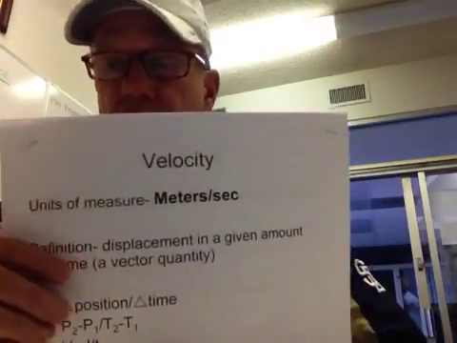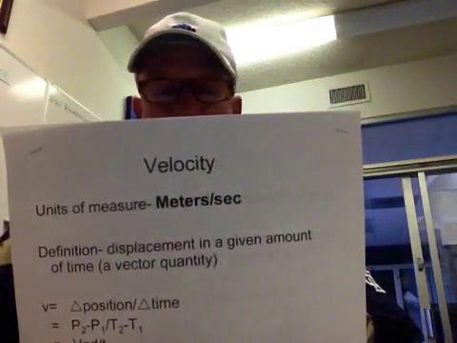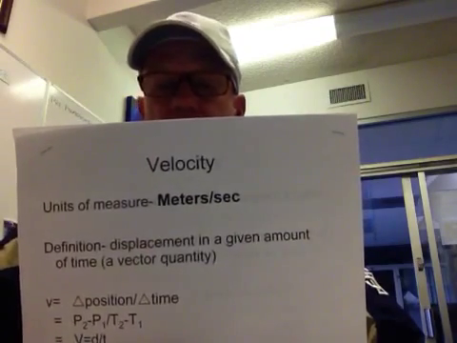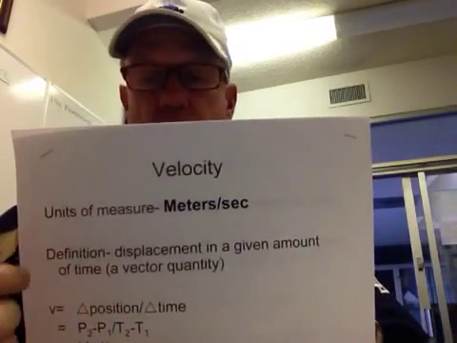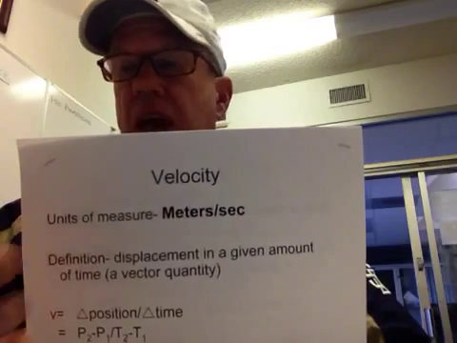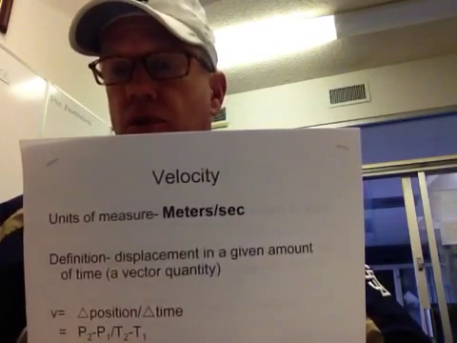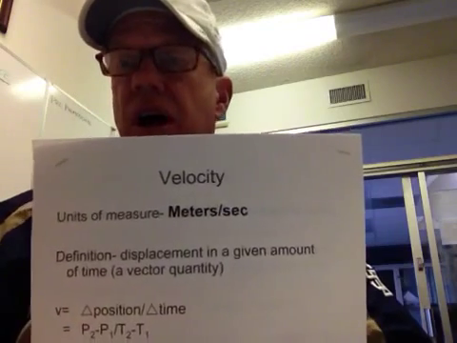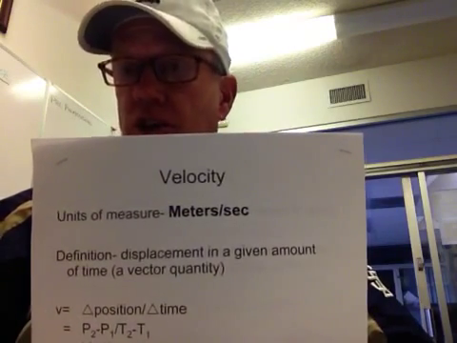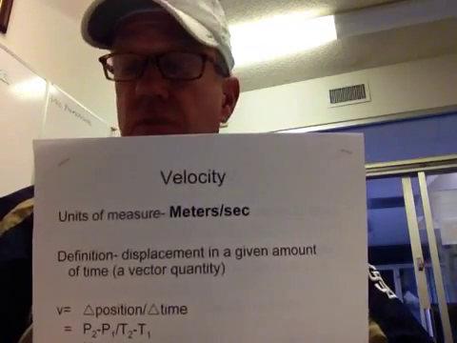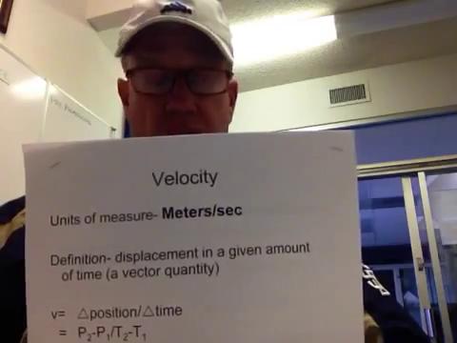And then velocity is very simply defined as the displacement in a given amount of time. And so the units of measure, if we're measuring in meters, would be how long it takes you to cover those meters in units of seconds. So the units of measure for velocity are meters per second. If you're using the English system, it would be feet per second, very simply.